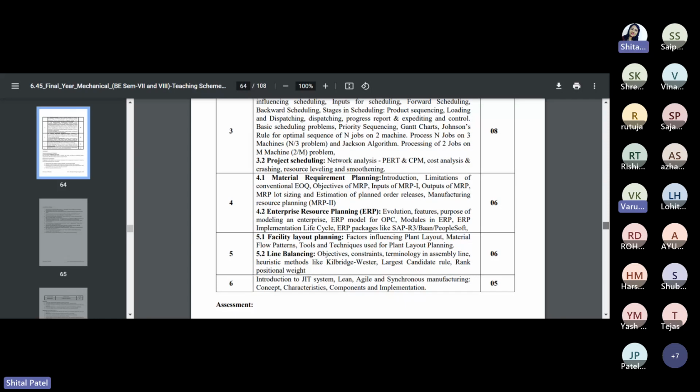Okay. The next module is module number 5. Now it is also having two parts. The very first is facility layout planning, and the other one is line balancing. Here facility layout planning is completely theoretical. The very common questions asked are factors influencing plant layout, what kind of material flow patterns exist, what are the tools and techniques used in plant layout planning. So these are very common questions.